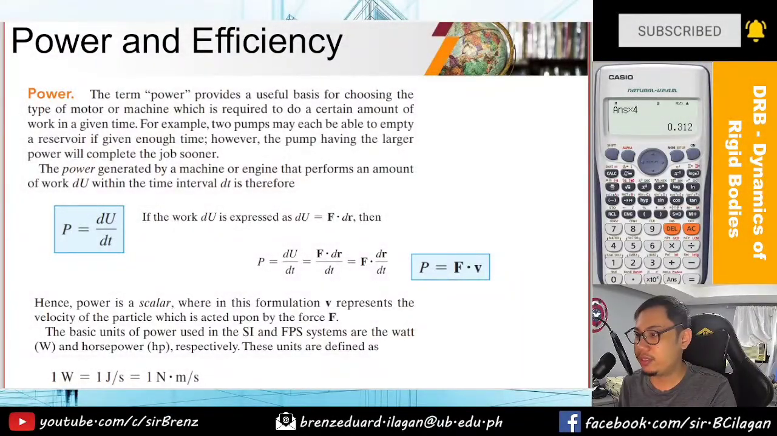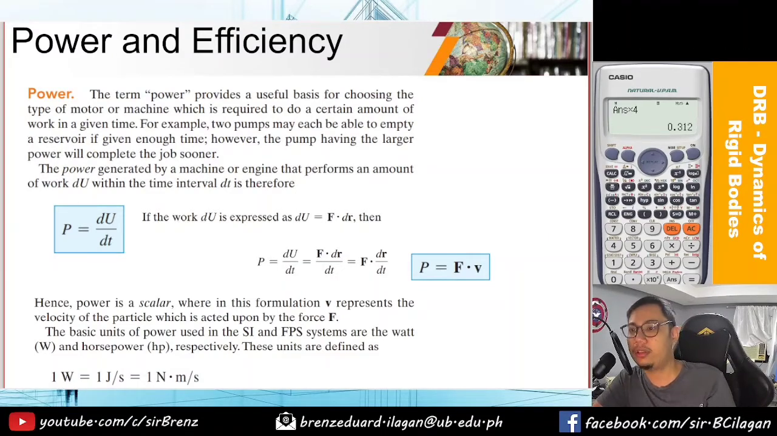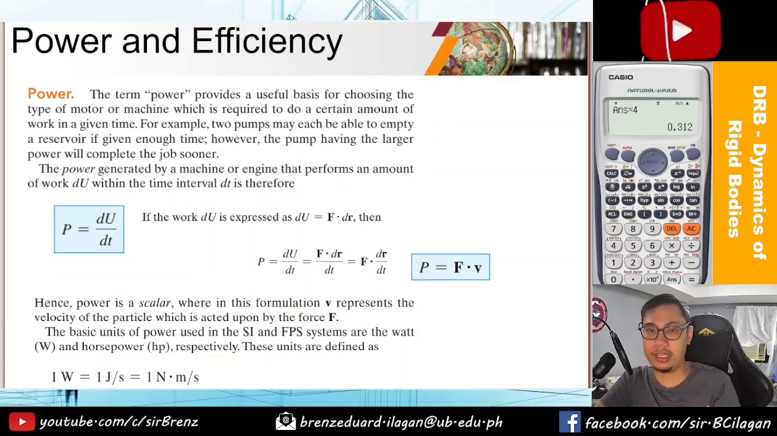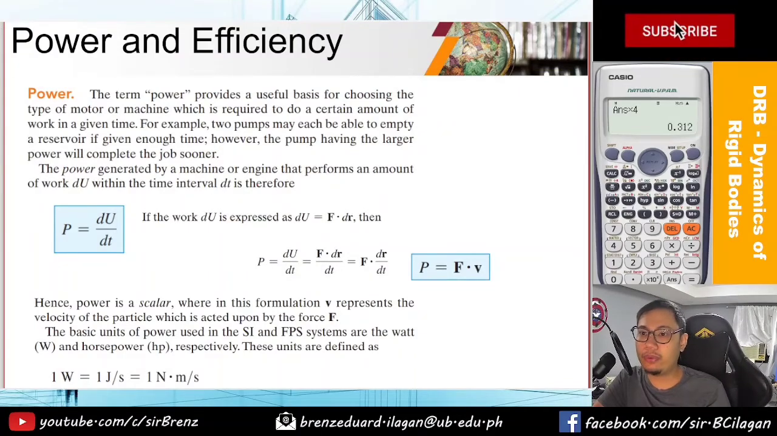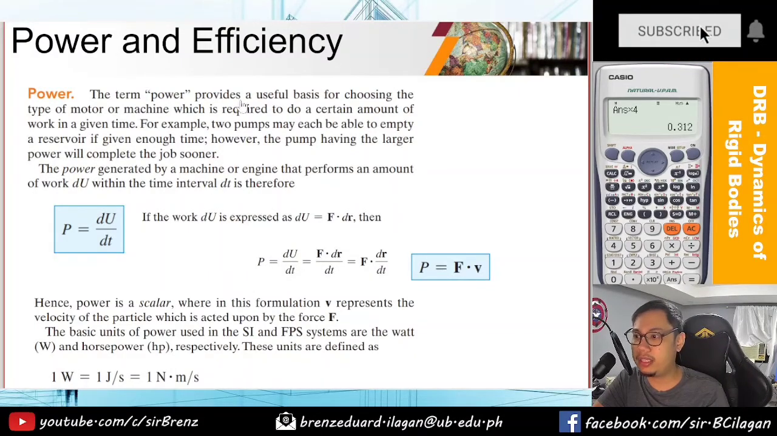Alright guys, so under the topic of work and energy, we have a discussion here on power and efficiency. When we say power, the term power provides a useful basis for choosing the type of motor or machine which is required to do a certain amount of work in a given time.